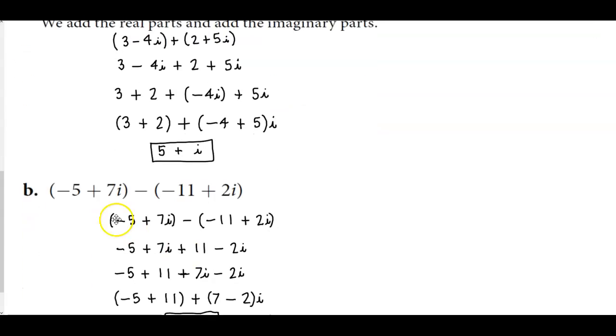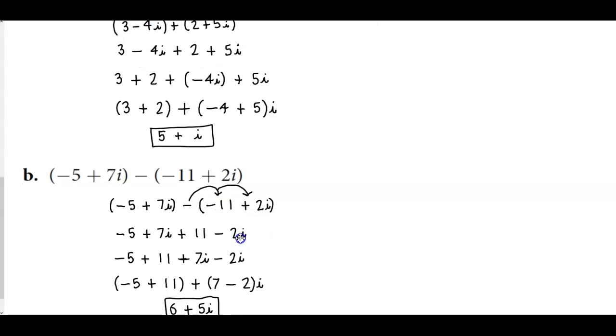Part B, we're going to subtract here. So we have negative 5 plus 7i minus negative 11 plus 2i. So here we have it in parentheses. We have negative 5 plus 7i. And then what we're going to do is distribute this sign to both of those terms. So a negative times a negative 11 is plus 11, and negative times plus 2i is minus 2i.